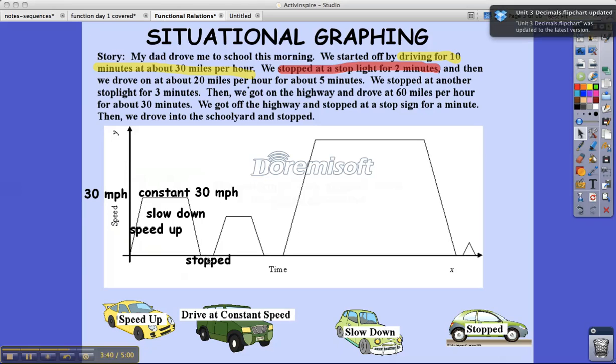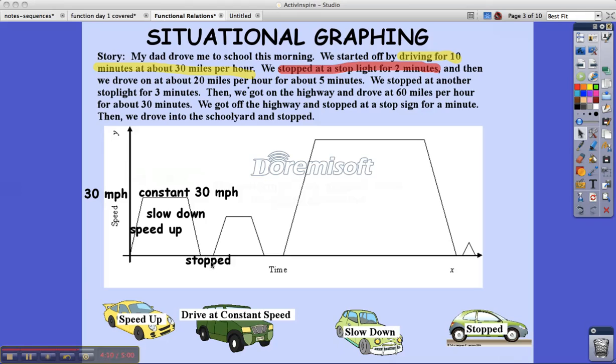So the reason that stopped is down here and the constant is up here is because when we were driving at a constant, our speed was up here at 30 miles per hour, whereas when we're stopped, our speed is at 0 miles per hour. Either way on this situational graphing, they look the same, driving at a constant or stopped, because you're not accelerating or decelerating. So your speed isn't increasing or decreasing, it's staying the same. This time it's staying the same because it's staying at 30. This time it's staying the same because it's staying at 0.